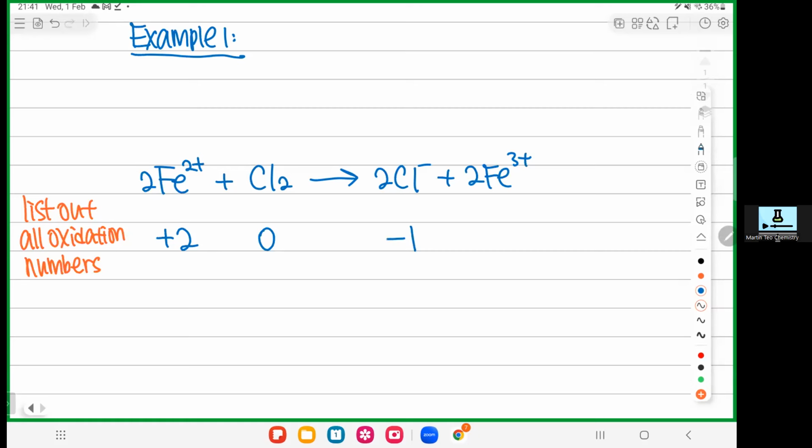Okay? So some people say, sir, got 2 in front, no need to times 2. No need. Remember, I say what? All the number in front is only for balancing purpose. So what is the oxidation number for Fe3 plus?